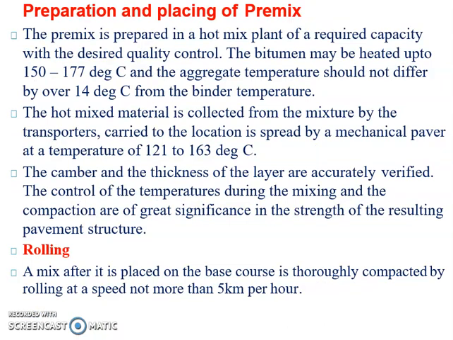Next one is preparation and placing of premix. The premix is prepared in a hot mix plant of required capacity with the desired quality control. Bitumen may be heated up to 150 to 177 degrees centigrade. The aggregate temperature should not differ by over 14 degrees centigrade from the binder temperature.